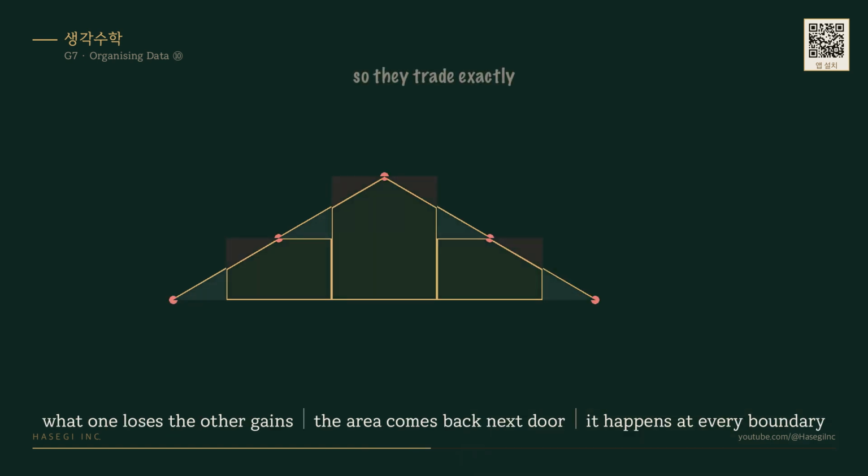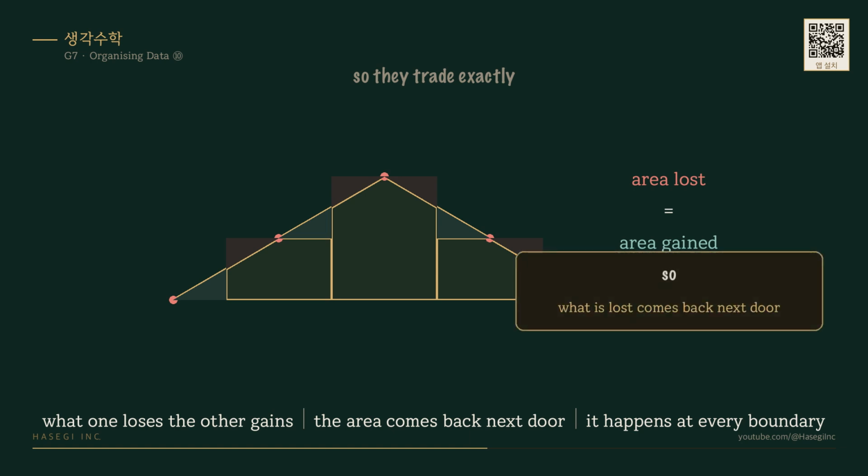So they trade exactly. What the taller bar loses is precisely what gets laid on top of the shorter one. The area lost comes straight back next door. That trade happens at every boundary. So once you add it all up, nothing has changed at all.